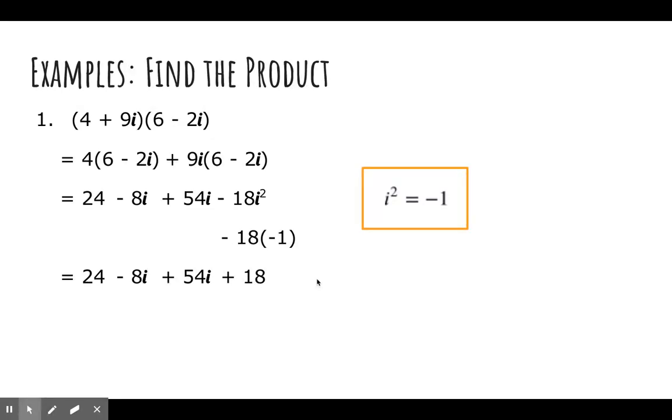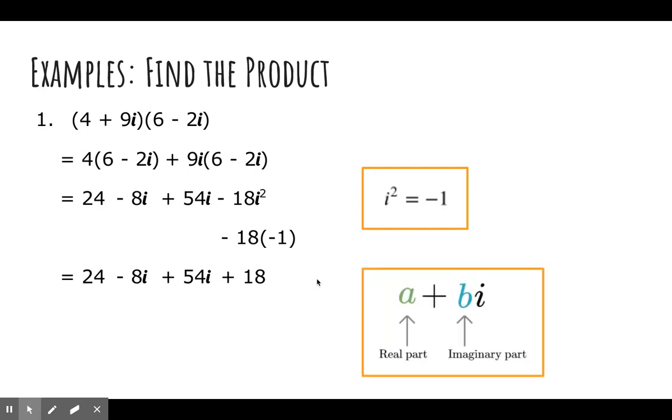So our final step is to write our answer as a complex number. So we'll need to combine the real parts and the imaginary parts. So 24 plus 18 gives us 42. And -8i plus 54i gives us 46i. Be sure to write your answer in this form for a complex number, a plus bi.